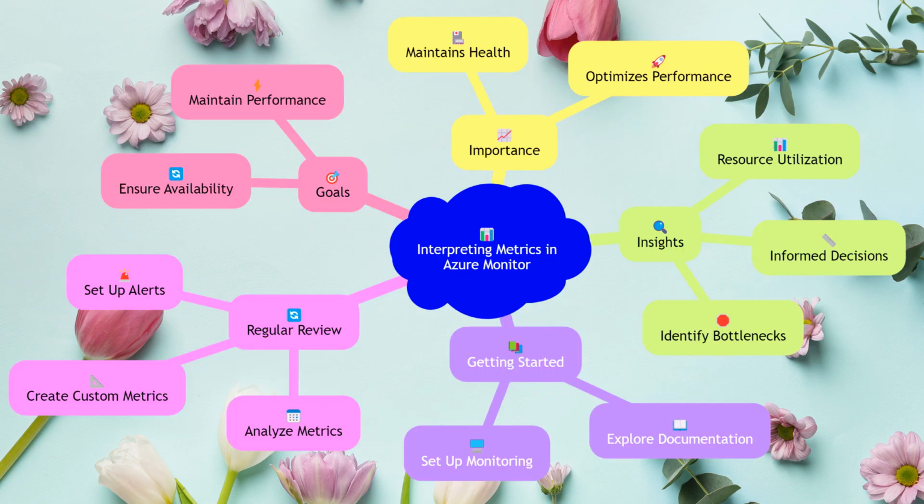Interpreting metrics in Azure Monitor is crucial for maintaining the health and performance of your Azure resources. By collecting, analyzing, and acting on metrics, you can gain insights into resource utilization, identify bottlenecks, and make informed decisions about scaling and optimizing your infrastructure. To get started, explore the Azure Monitor documentation and set up monitoring for your Azure resources. Regularly review and analyze your metrics, set up alerts for critical metrics, and create custom metrics to track application-specific performance indicators. By following these steps, you can ensure that your Azure resources remain available and performant.